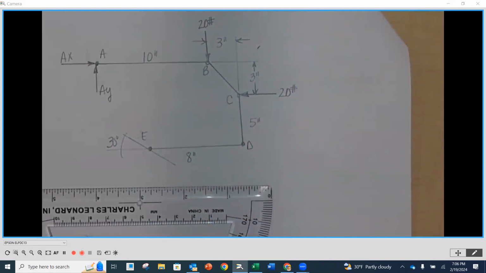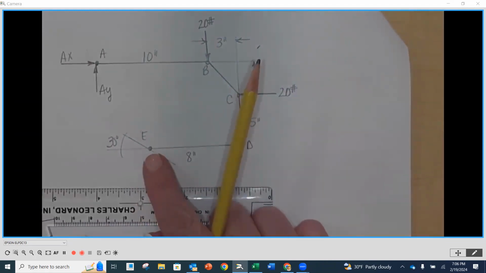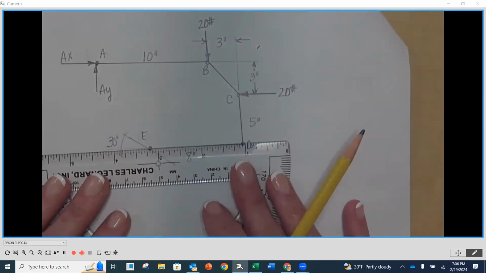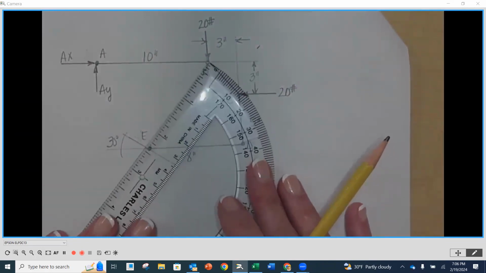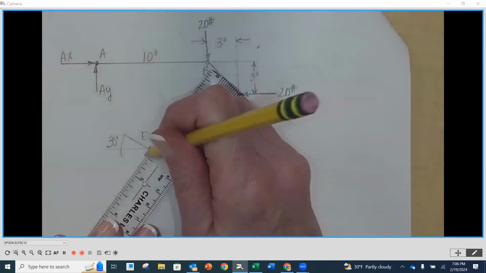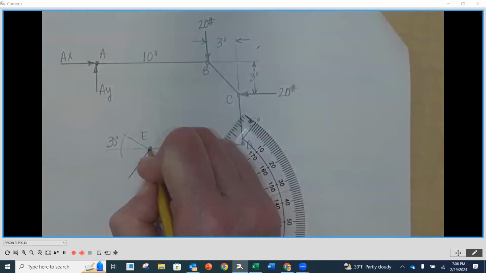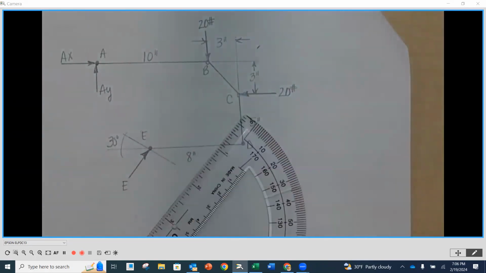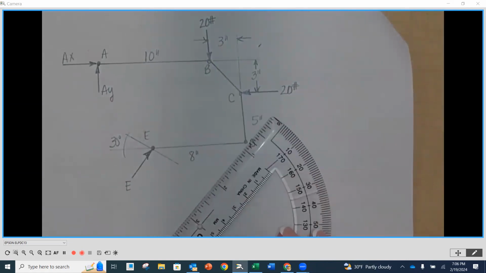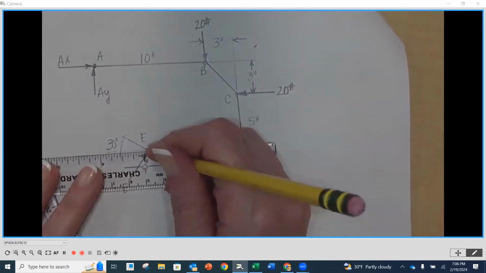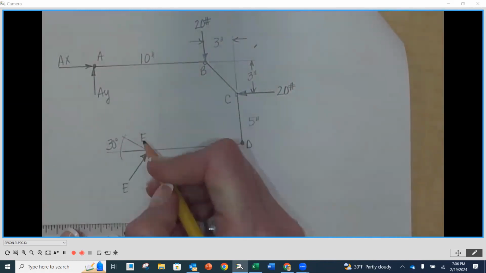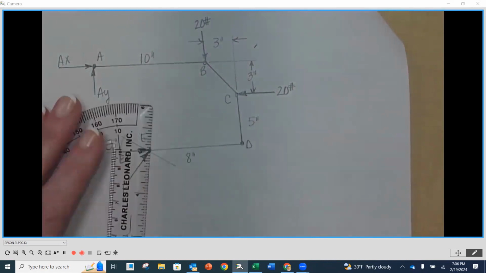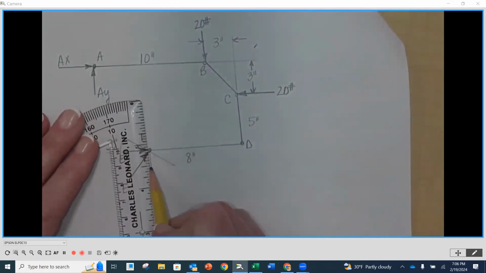And then E is a roller. Now the surface it's riding on is 30 degrees from horizontal, right? So that means the reaction is going to be perpendicular to the surface that it's riding on right here. And that's going to be E. So that means there's going to be an EX component, right? An EX, and an EY.